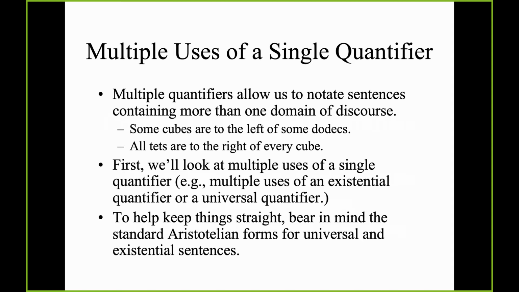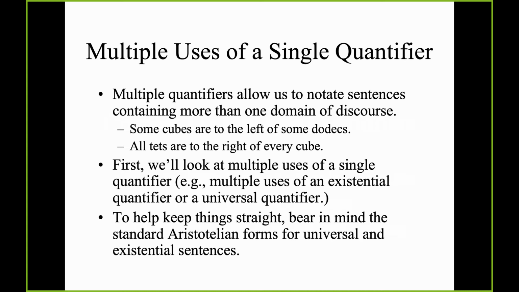So, for example, how do we articulate in logical notation the ordinary English sentence, "Some cubes are to the left of some dodecs," right? We will see 2 ways to notate multiply quantified sentences. There's the prenex form, where we put the quantifiers out front, both quantifiers in this case, out front of the parenthetical that the quantifiers range over. And then there's the nested or embedded quantifier notation.